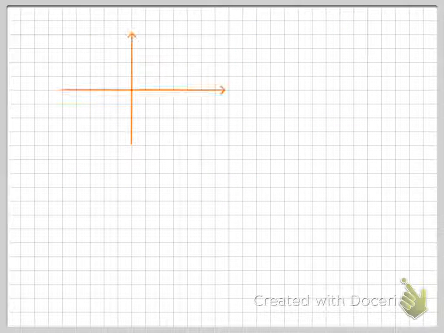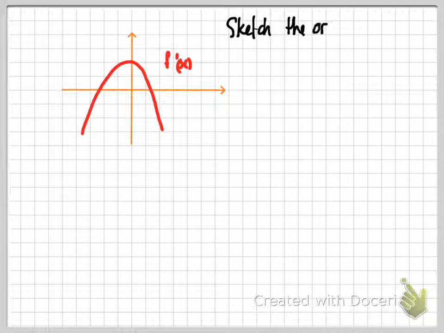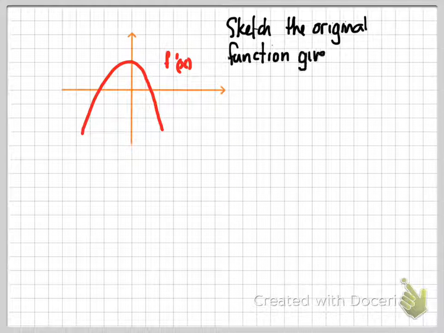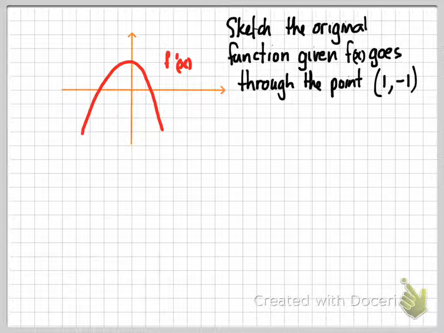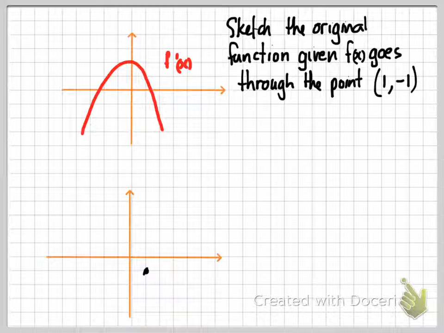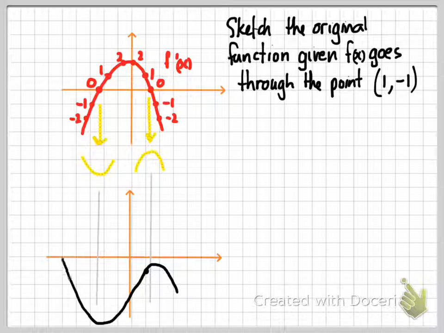Here's f dash x. This one here, we're going to sketch the original function given that f(x) goes through the point 1, -1. Now here is a differentiated function. So we put the point 1, -1 there first. Again, put numbers for the gradient. We've got 0, 0, 1, 1, 2, 2, -1, -1, and -2, -2.